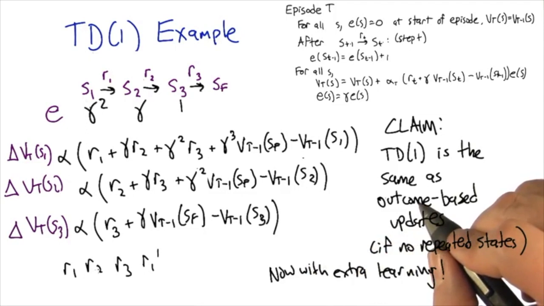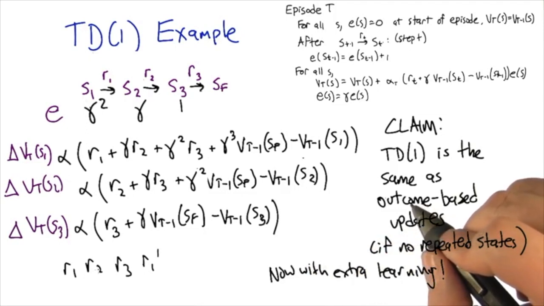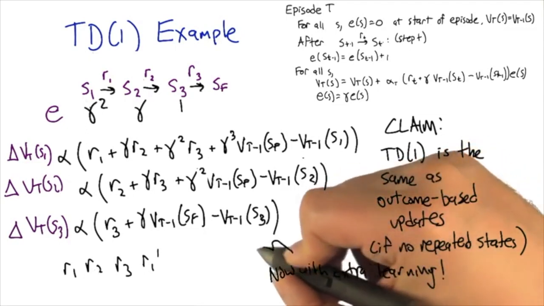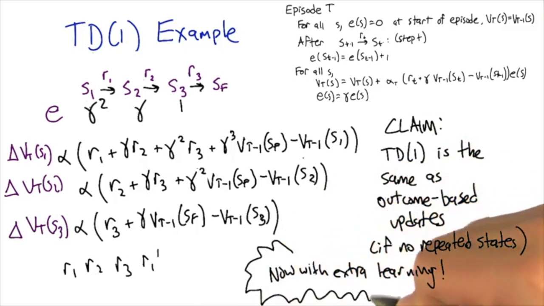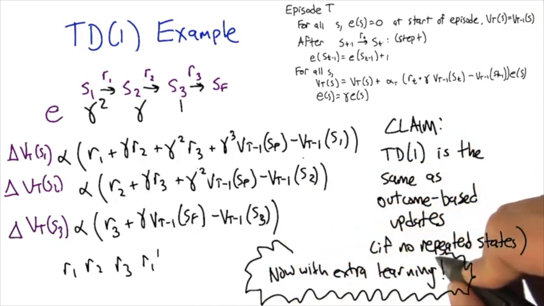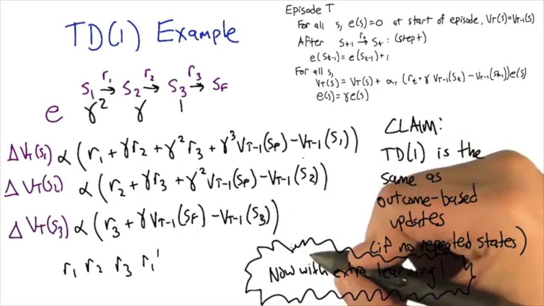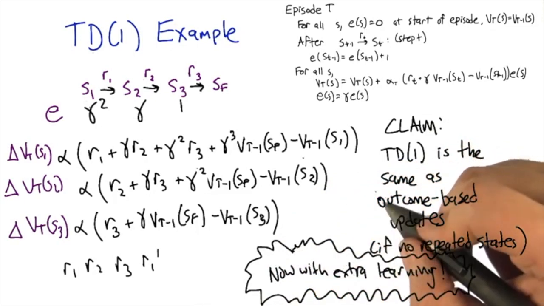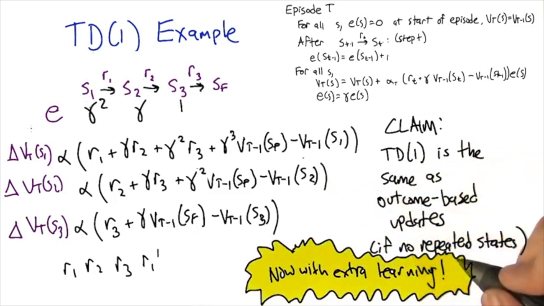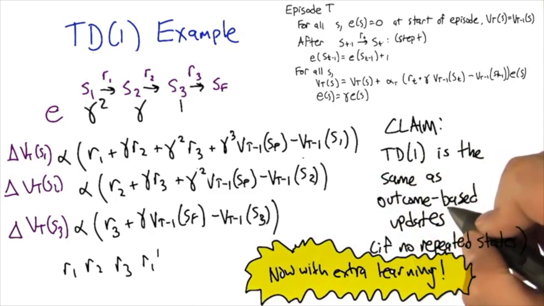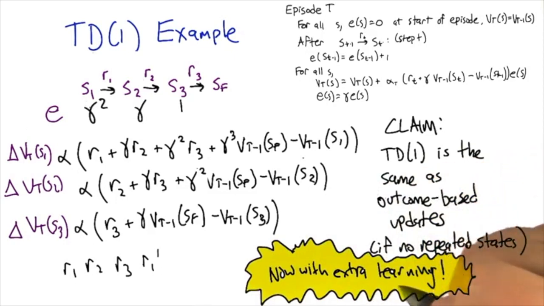So what this TD1 update lets you do is when you see S1 again and you sort of back up its value, you've actually captured the fact that last time you were in S1, you actually went to S2 and saw reward R1. Right, exactly. So it's like the outcome-based updates now with extra learning or inside the episode learning. I like it. Beautiful. So is that better? Let's say yes. Excellent. That makes me feel good about myself.